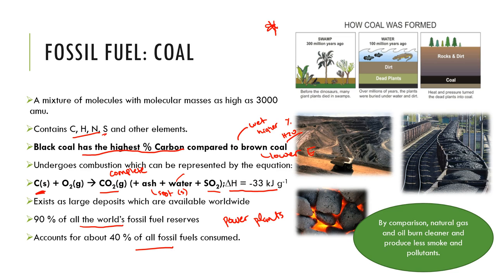In comparison, natural gas and oil will tend to burn cleaner and produce less smoke, but we have smaller reserves and they're harder to get hold of. Also, oil doesn't work particularly well in the type of electric power stations that we have at the moment.